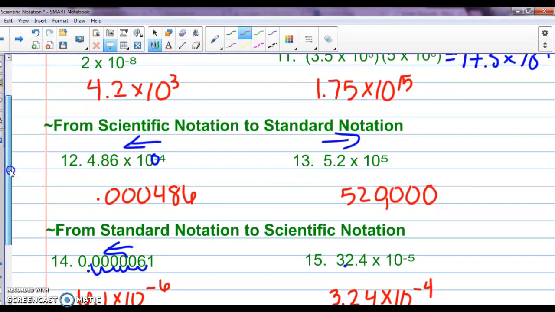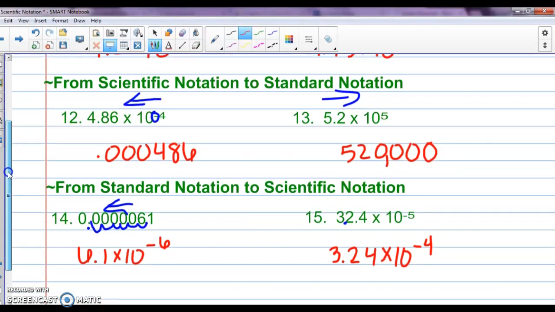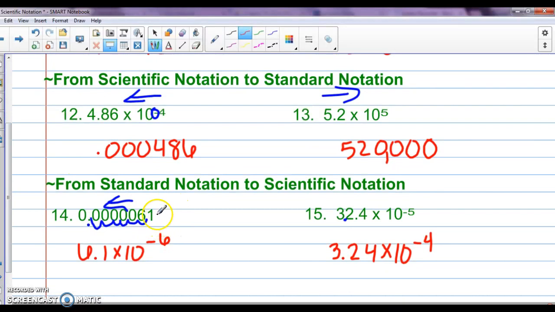In number 12, you were told to move to the left from the negative, so 0.000486. In number 13, you were told to go to the right because of the positive, making it 520,000. And then, in this one, your base of a had to start with 6.1. It ended over here, which means you went to the left, giving 6.1 times 10 to the negative 6. And here, you cannot leave it because it's 32.4, where it needs to be 3.24, therefore making the exponent a negative 4 for the 10.